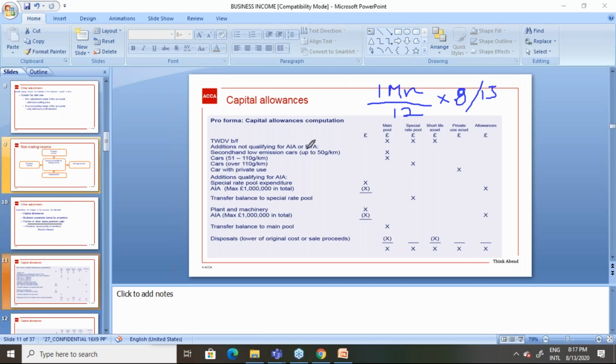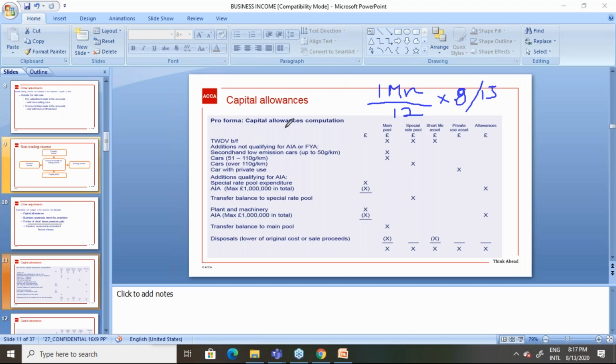Now, first year allowance is available on energy saving plant and machinery. If you have invested in new energy saving plant and machinery, you can claim first year allowance. 100% of the cost you can claim as first year allowance.